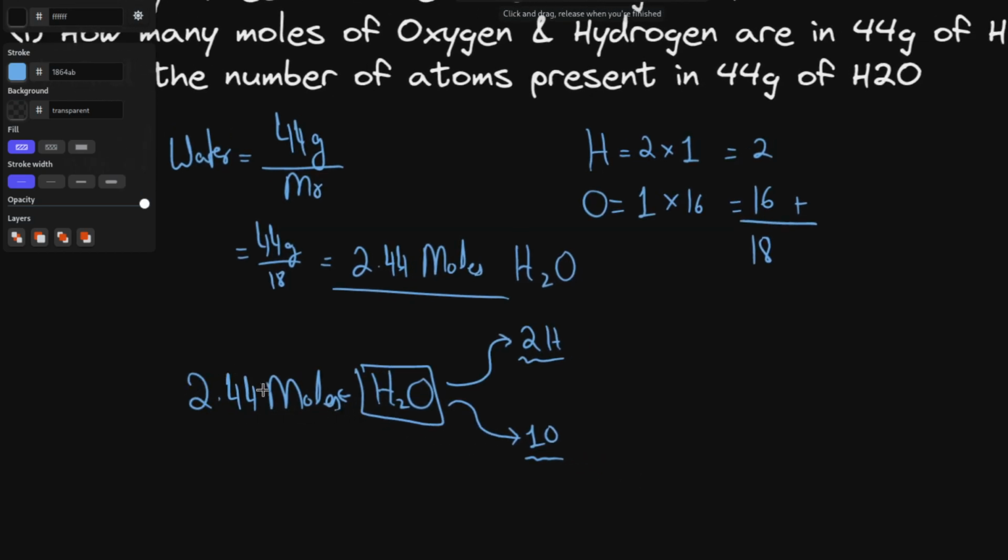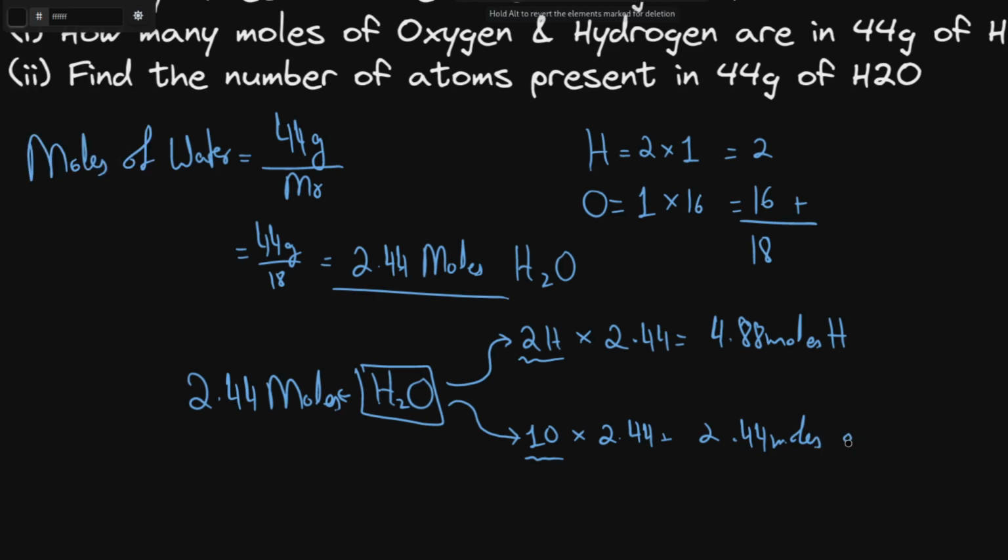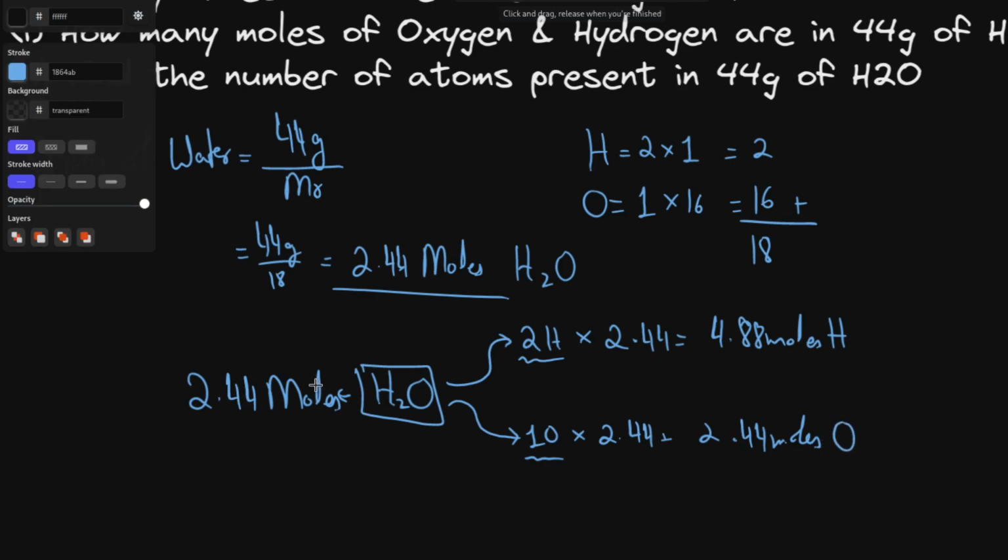If we have 2.44 moles of water, then that means that we will have two times the amount for hydrogen, and that will give us 4.88 moles of hydrogen that is present in H2O of that amount. And 1 times 2.44 will give us again 2.44 moles of oxygen that is present in H2O.